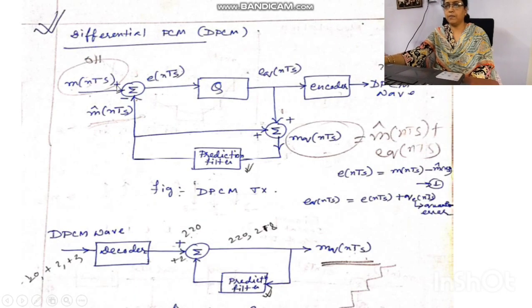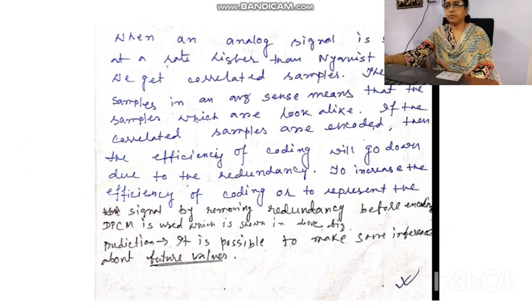In this diagram, m(nTs) is nothing but the sampled version. This is the predicted value. Subtracting this, we get the error. The error is quantized and then it is transmitted. So hence it is much simpler than PCM.